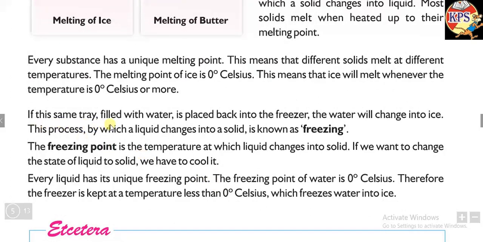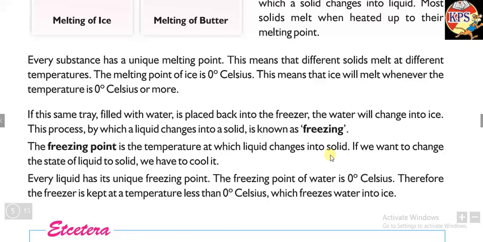If this same tray filled with water is placed back into the freezer, the water will change into ice. So in the next step, you have to take a tray, fill the water in that tray and put it into the freezer. What will happen? After some time, the water will freeze. The process by which a liquid changes into a solid is known as freezing. The freezing point is the temperature at which a liquid changes into a solid.